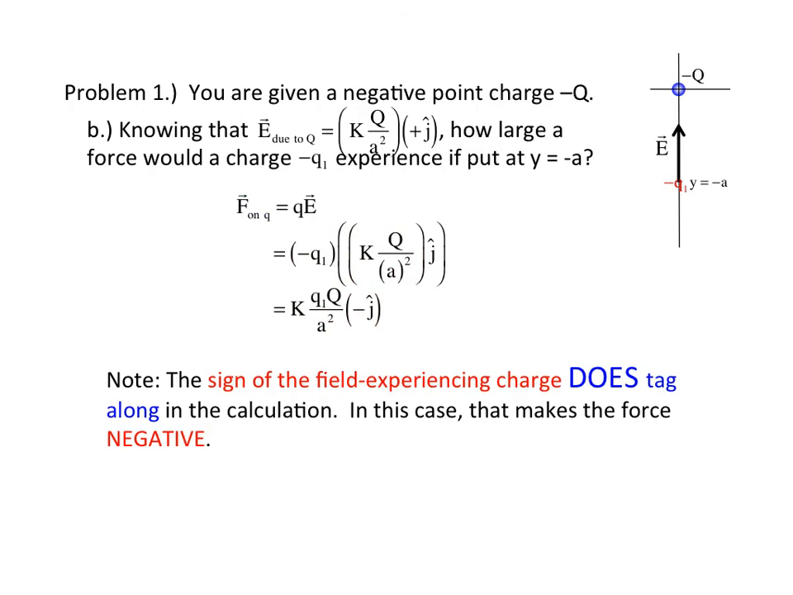As I said, the sign of the field experiencing charge does tag along. This makes the force negative. And this in turn makes perfect sense. If you have a negative field producing charge and you put a negative charge here, they're going to repulse, and you would expect the force to be in the negative direction. Anyway, that's pretty much all I have to say about this set of relationships.